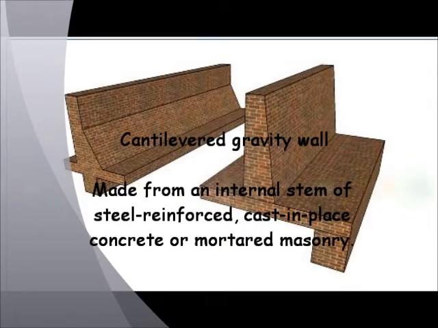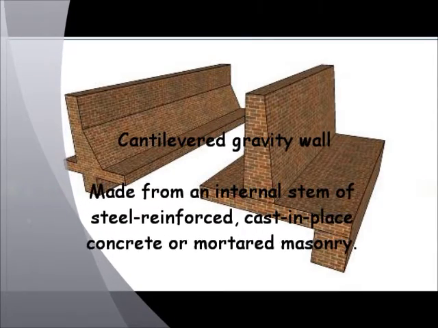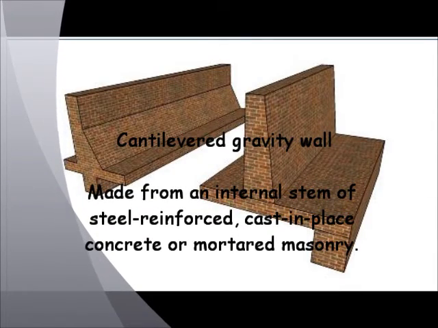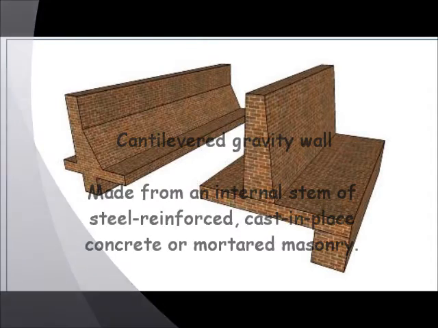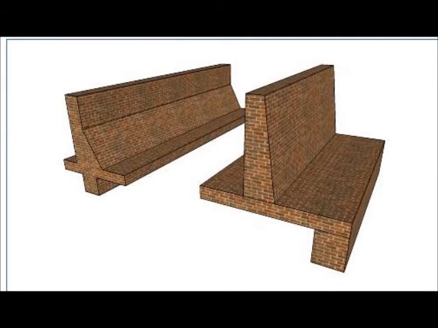Cantilevered retaining walls are made from an internal stem of steel-reinforced, cast-in-place concrete or mortar masonry, which is often in the shape of an inverted T. This wall cantilevers load, like a beam, to a large structural footing, converting horizontal pressures from behind the wall to vertical pressures on the ground below.